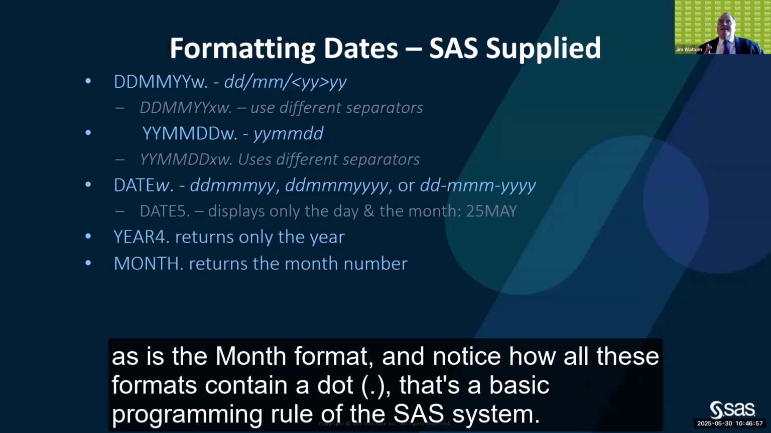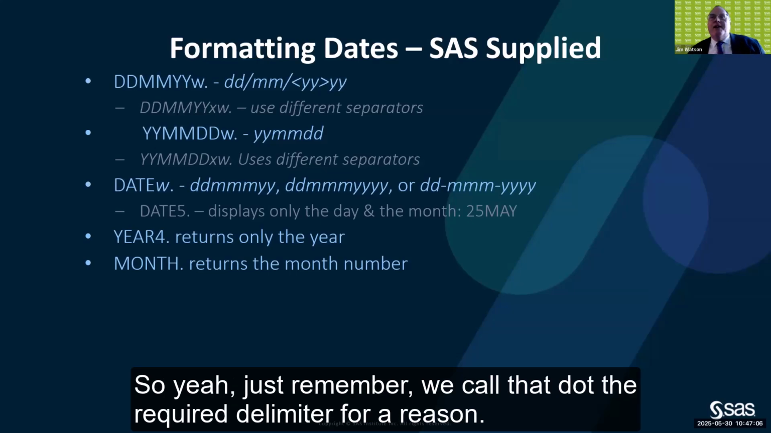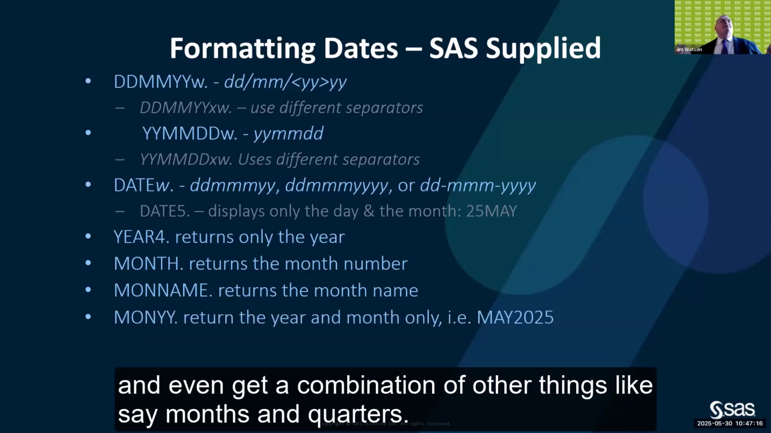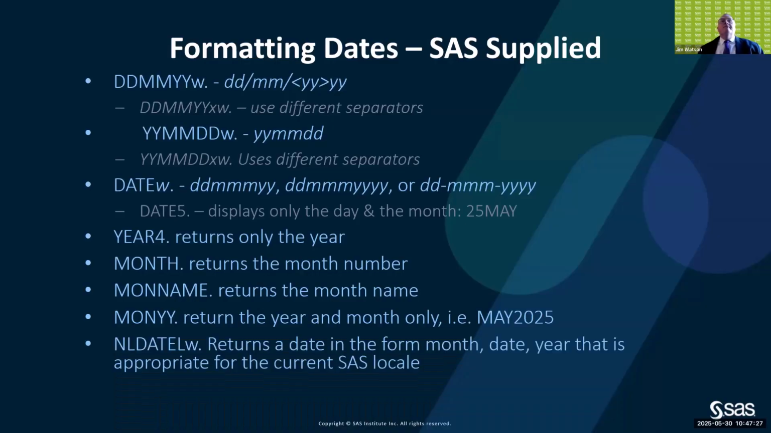And notice how all these formats contain a dot. That's a basic programming rule of the SAS system. If the dot is not present, what you're dealing with is a variable, not a format. So just remember we call that dot the required delimiter for a reason. MONTH will return the month number, MONNAME would actually return the month name. And you can even get a combination of other things like, say, months and quarters by using more advanced formats like MONYY. This one gives you the month and the year, but excludes the day. Perfect for certain summary operations.